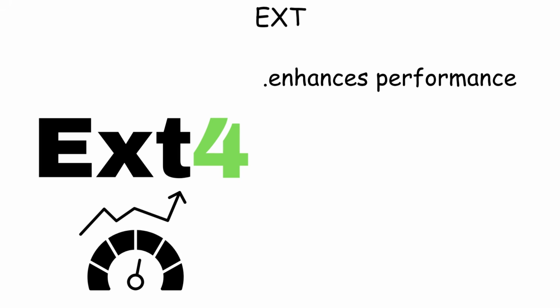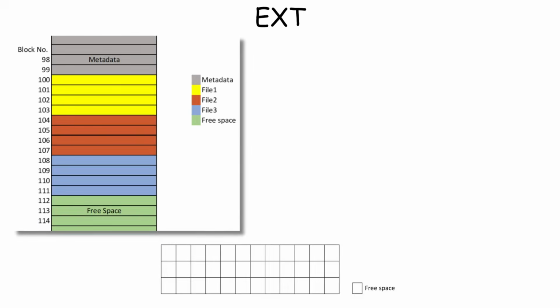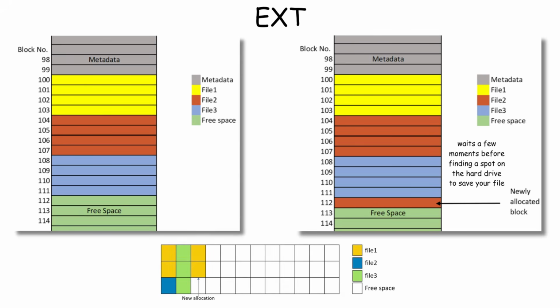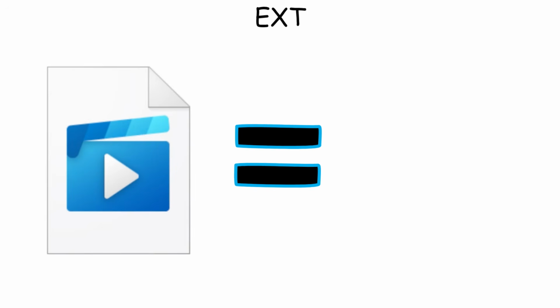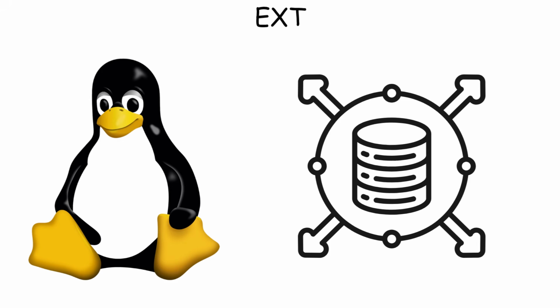ext4 is an improved file system that enhances performance, scalability, and storage efficiency compared to earlier ext versions. It introduced features such as delayed allocation and more efficient block management. ext4 can support file sizes up to around 16 terabytes and volumes up to 1 exabyte, depending on configuration and block size. As Linux storage needs grew, more advanced file systems were developed.